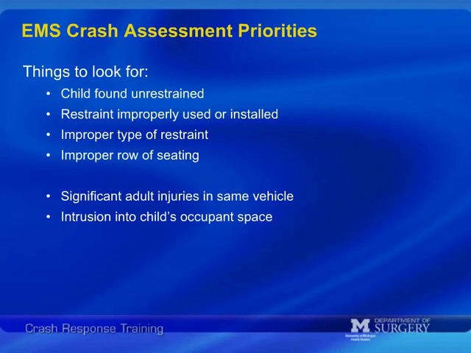It's also important to keep in mind that the improper row of seating obviously is associated with a greater risk of injury. In addition, significant adult injuries in the same vehicle are an indication that you should have a high index of suspicion for child injuries, again, because children are more fragile than adults. Lastly, intrusion into the child's occupant space is a marker for significant risk of injury.